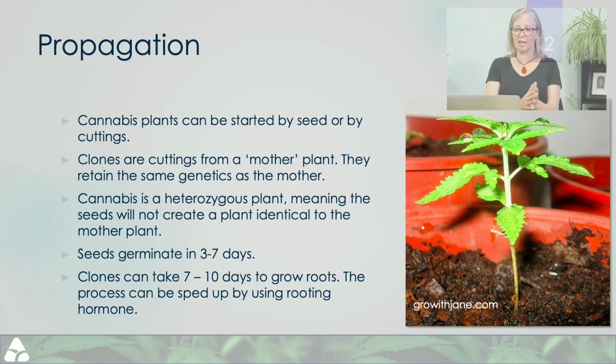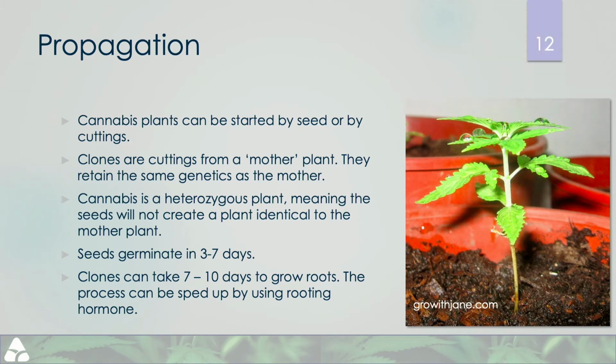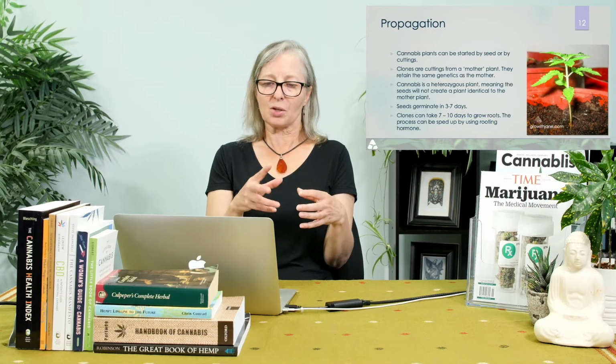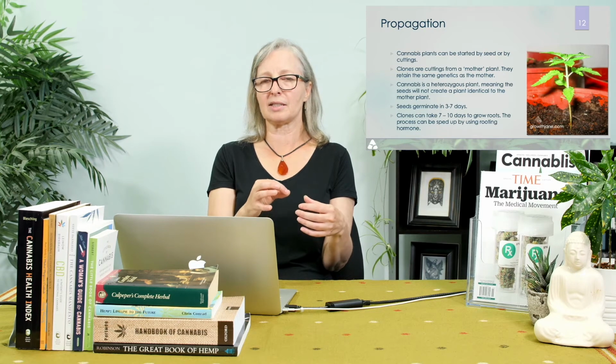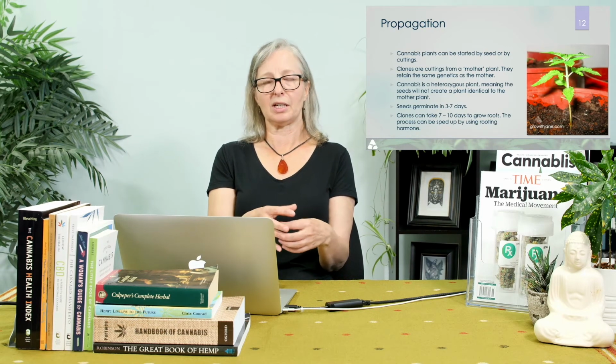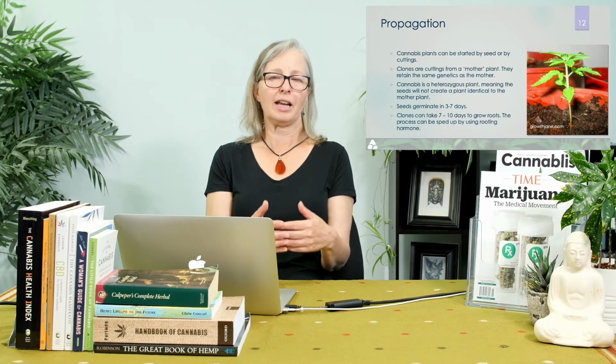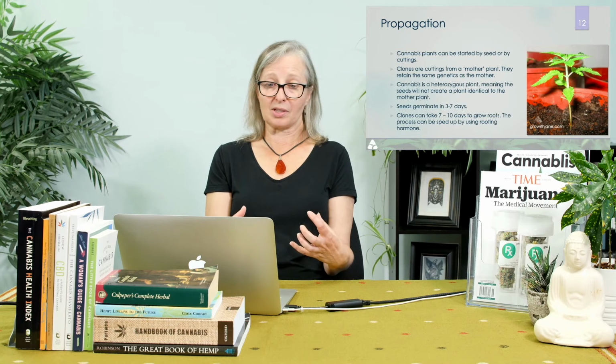So propagation, how do we get the plant started? We can start by seed or we can start by cuttings. If you're starting by a cutting, it's called a clone, and it's basically taking off usually one of the lower leaves on what we call the mother plant, because it's donating a leaf as a clone. Those will be cut off. Sometimes they'll put in some sort of rooting hormone, or put it into a special container that has rooting hormone in it, and then give it some water, and eventually that will grow roots.